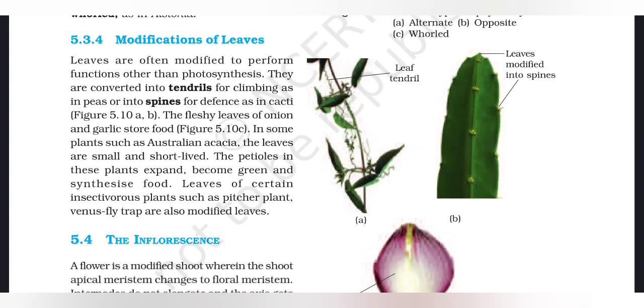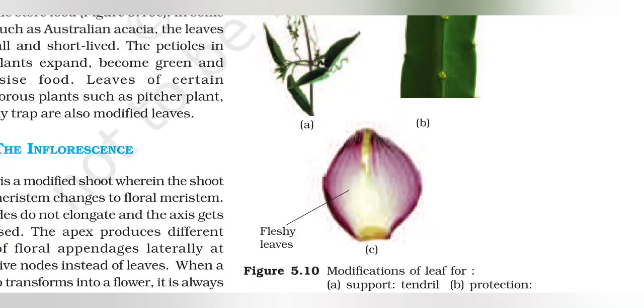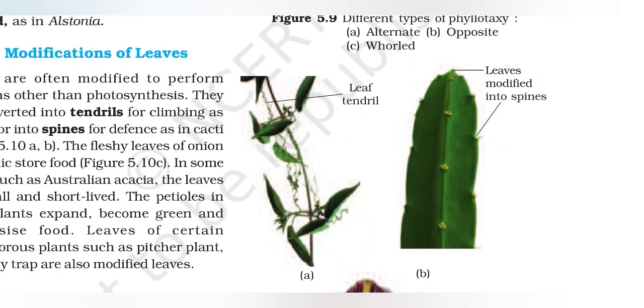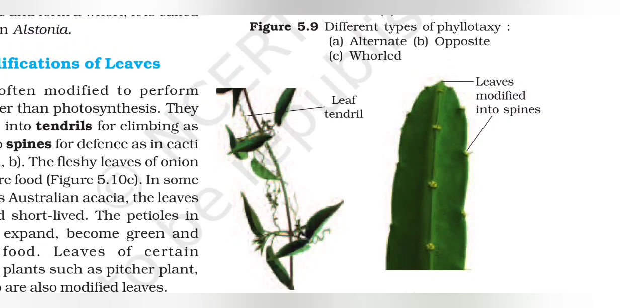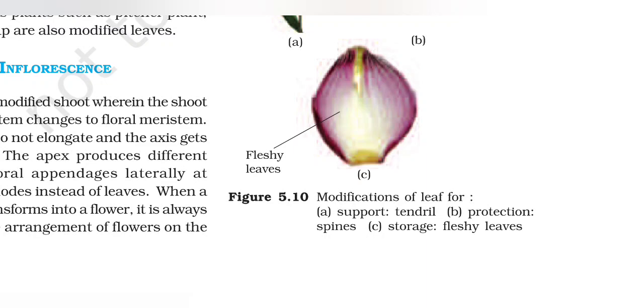These are the modifications of leaf. A is support in tendril, B is protection in cactus, and C is storage in onion fleshy leaves.